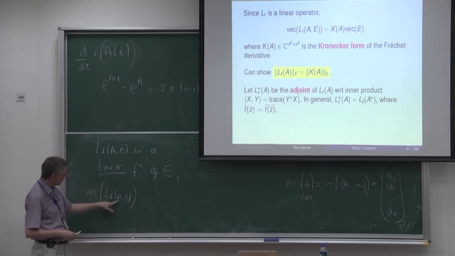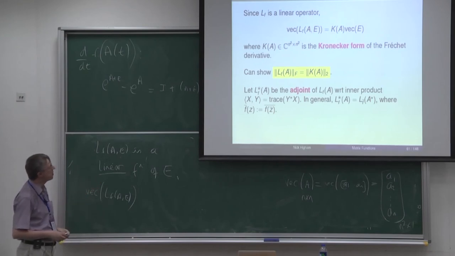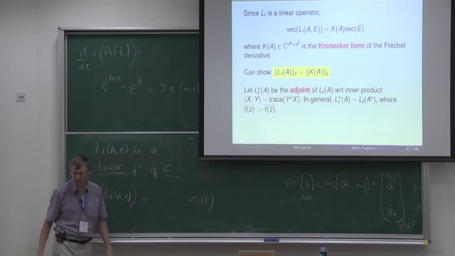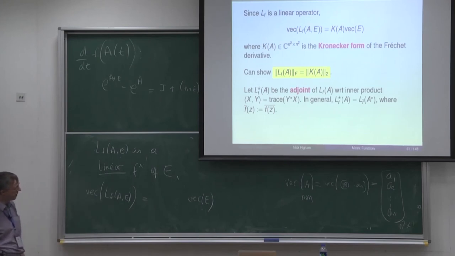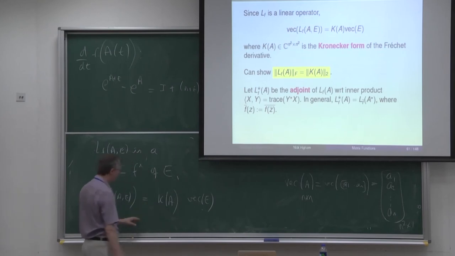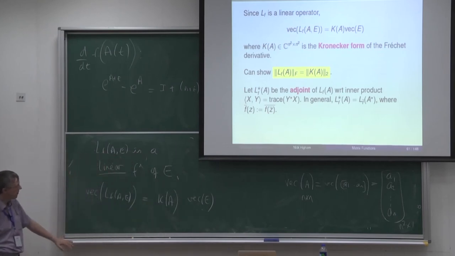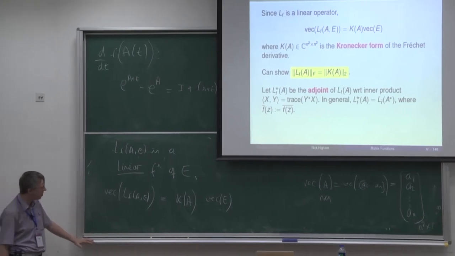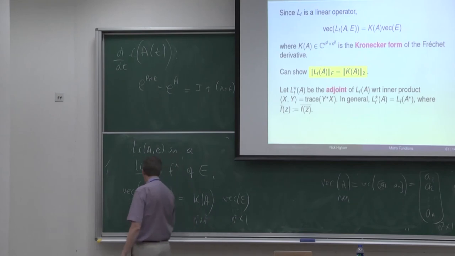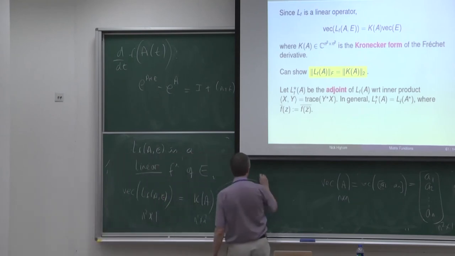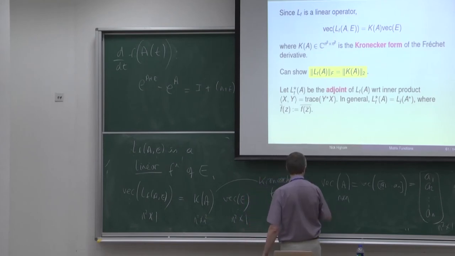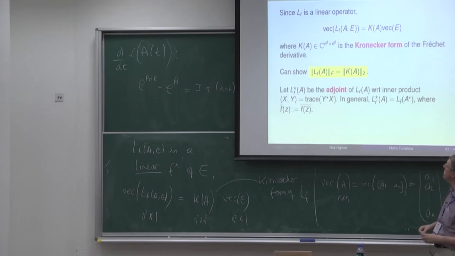So if we vec L_f(A, E), we now have a vector that's a linear function of E. So it must be writable as something times vec of E. It's a linear function of E, so it must be some matrix times vec of E. And that matrix is what we call K(A). So this is just expressing the linearity of the Fréchet derivative. And this matrix is n squared by n squared. This vector is n squared by 1. This is n squared by 1. And this is the Kronecker form of the Fréchet derivative, K of A. So it's a big n squared by n squared matrix.